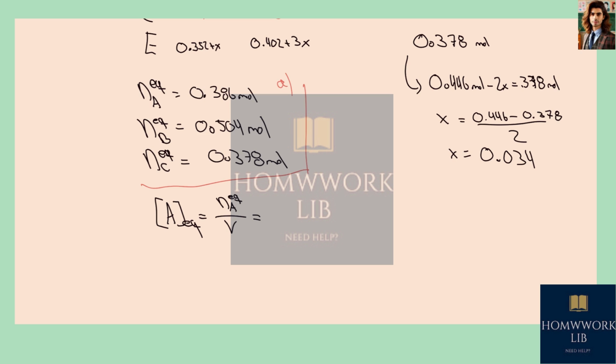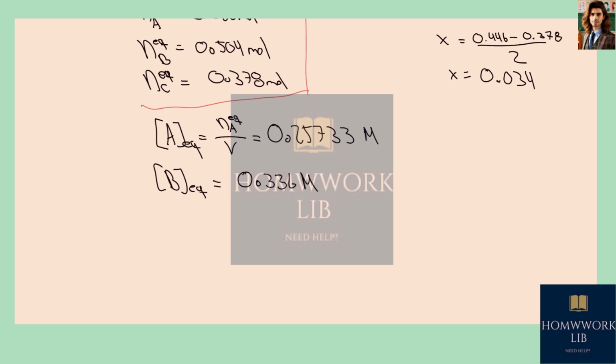So the equilibrium concentration of A is 0.2573 molar. The concentration at equilibrium for B is going to be 0.504 divided by 1.5 liters, 0.336 molar. And the equilibrium concentration for C is going to be equal to 0.252.